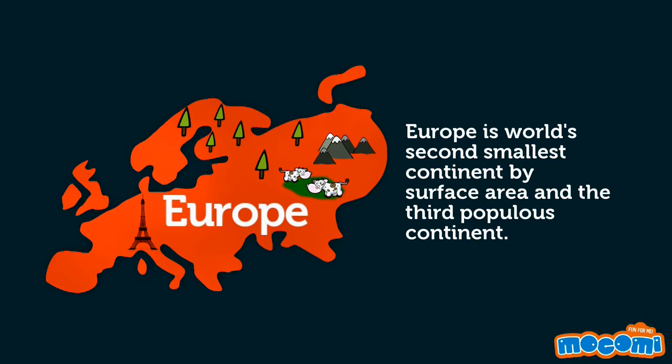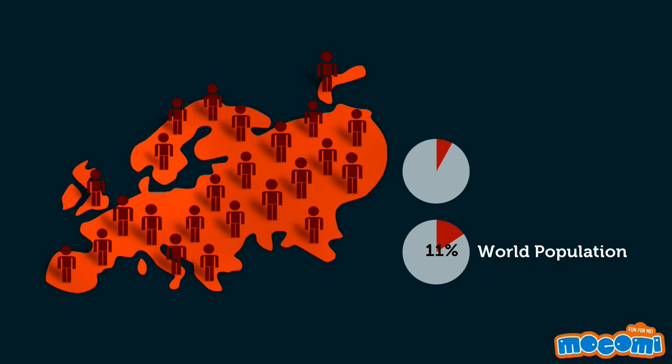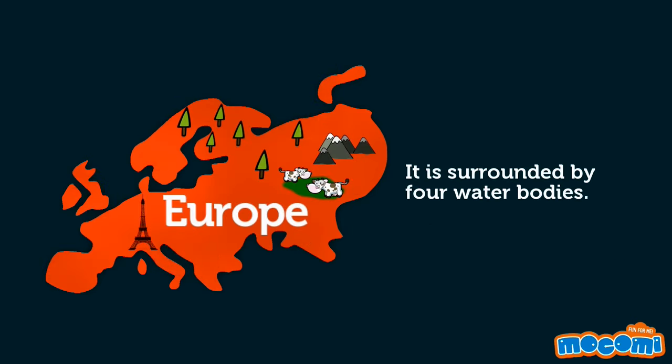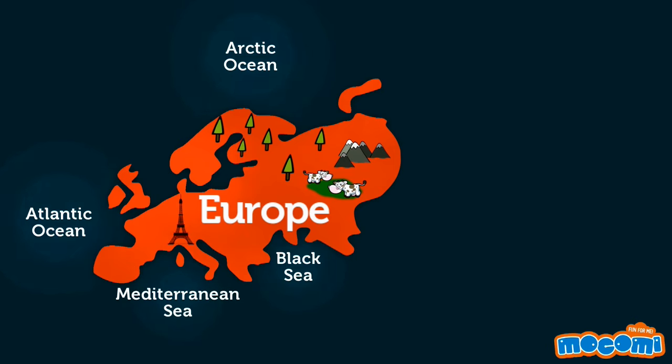Europe, by convention, is one of the world's seven continents, divided from Asia by the Ural Mountains. It covers about 6.8% of the Earth's surface area and accounts for 11% of its population. It is bordered by the Arctic Ocean, the Atlantic Ocean, the Mediterranean Sea, and the Black Sea.